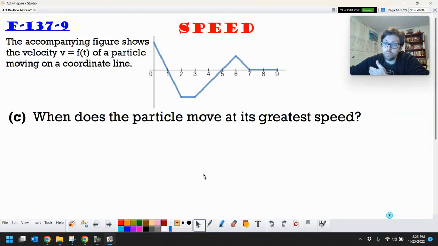If we want to know when the particle has its greatest speed, that is, now we're not talking about speeding up or slowing down, just when is its speed the greatest?